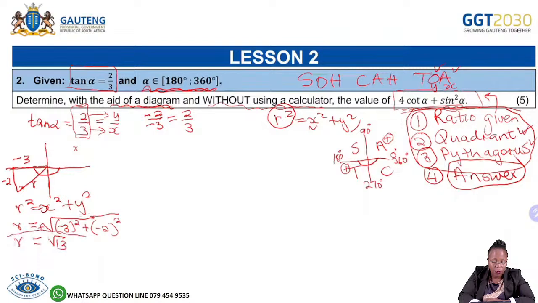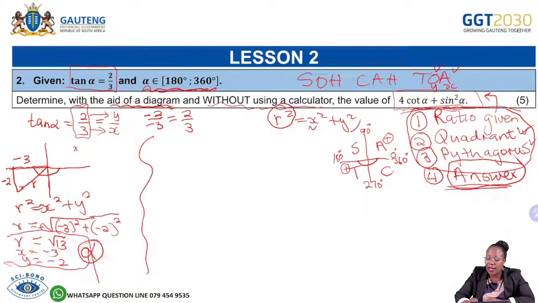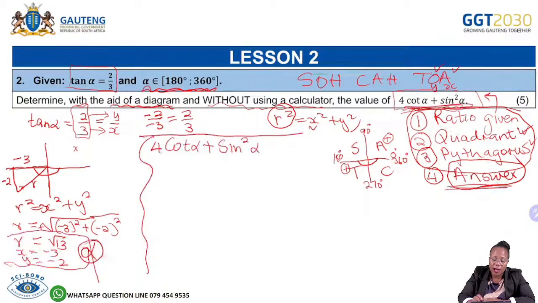Remember now, when you are clustering your information, you have x, which is minus 3, and y that is minus 2. So now we will be working with this only if our angle is alpha. It is only then that we can answer the question that was asked from us. So our question is cot alpha plus sine squared alpha. We need to simplify that without using a calculator. And this is equal to 4.